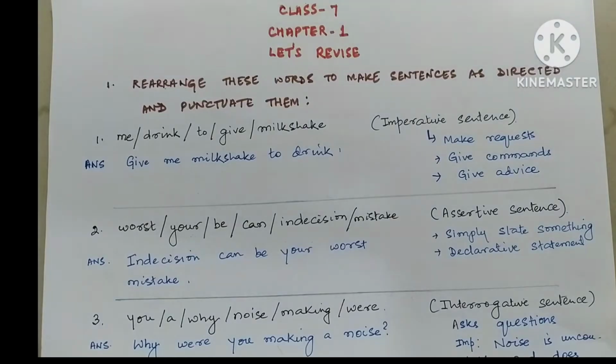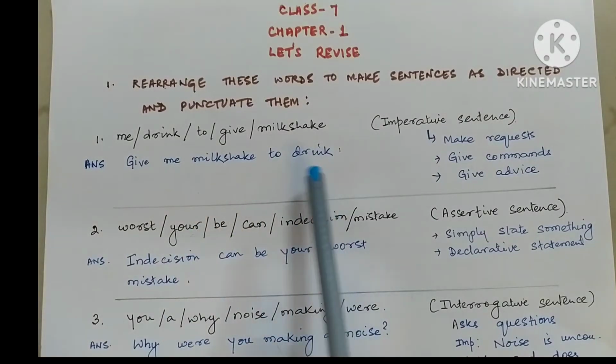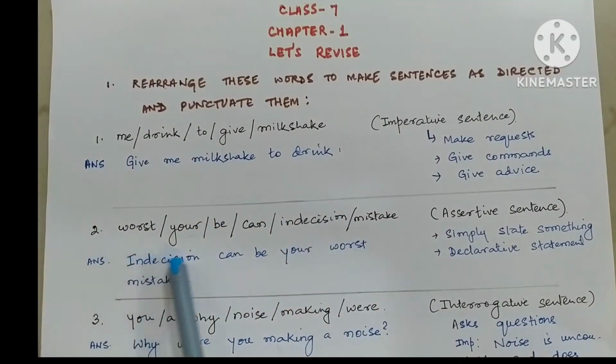Now students, what is an imperative sentence? An imperative sentence is something which makes requests, gives commands or gives advice. So it will be: Give me milkshake to drink. Number 2. Worst, your, be, can, indecision, mistake.